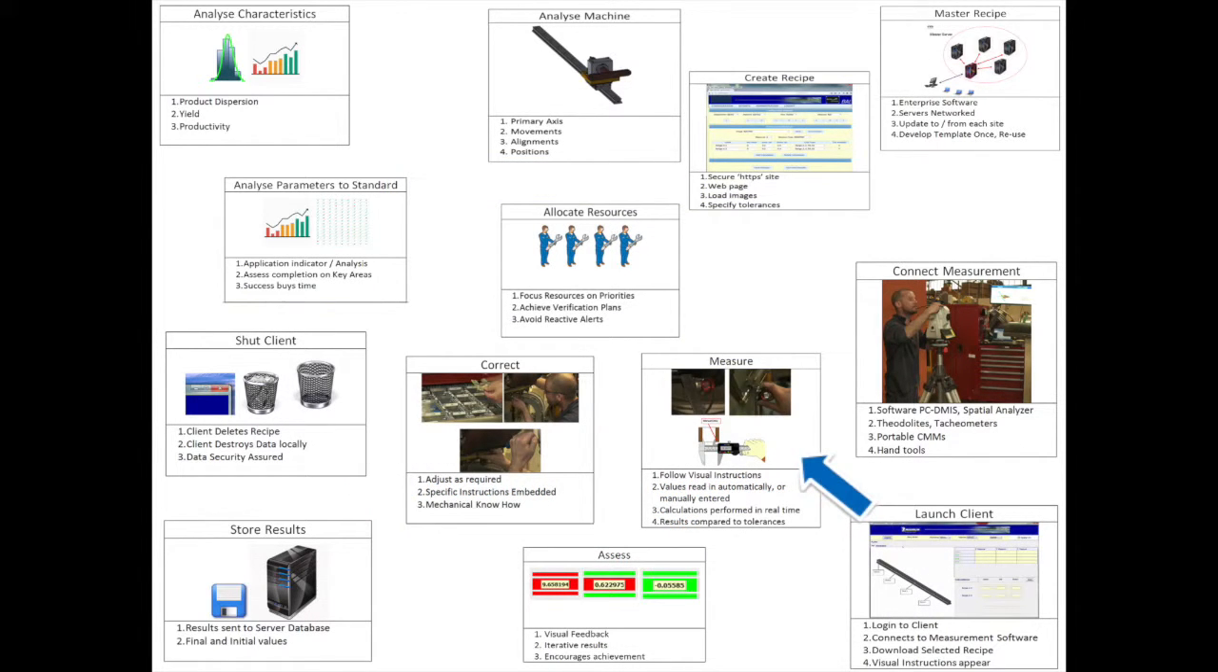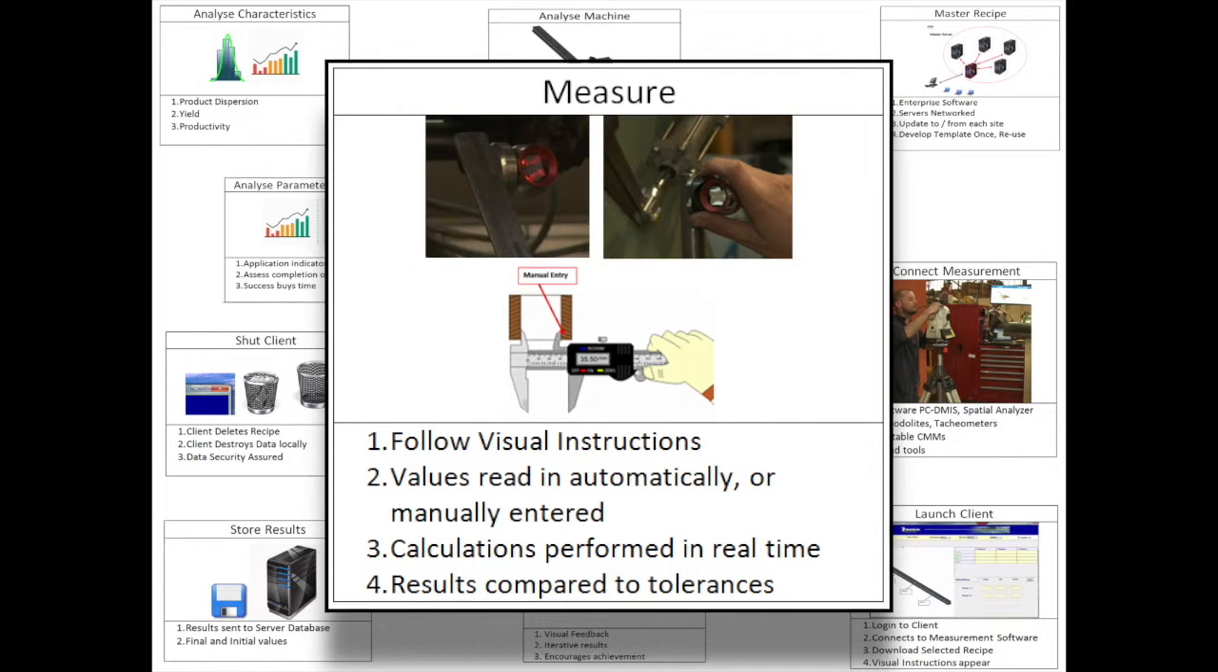Okay, so finally get down to measurement. The illustrations here, we're using a CCR, a prism cube, which the TDRA 6000 uses, or you can easily use a manual device. The idea here is that you follow the visual instructions and read in the manual measurements, or the automated measurements get pulled into Meteor. Calculations, as we've seen, are performed in real time, and the results are compared with tolerances.